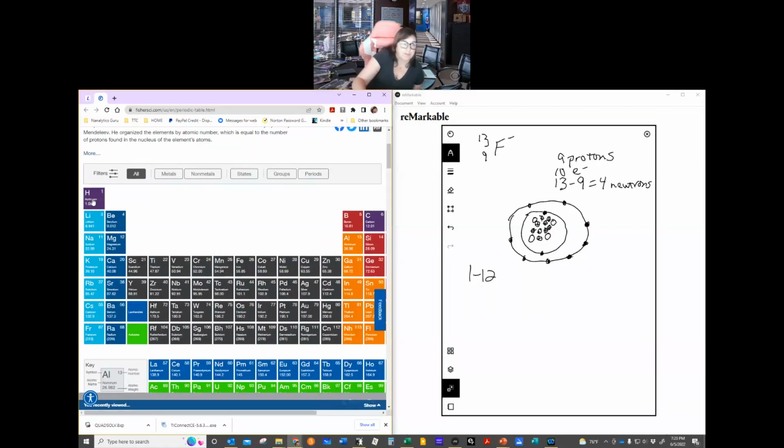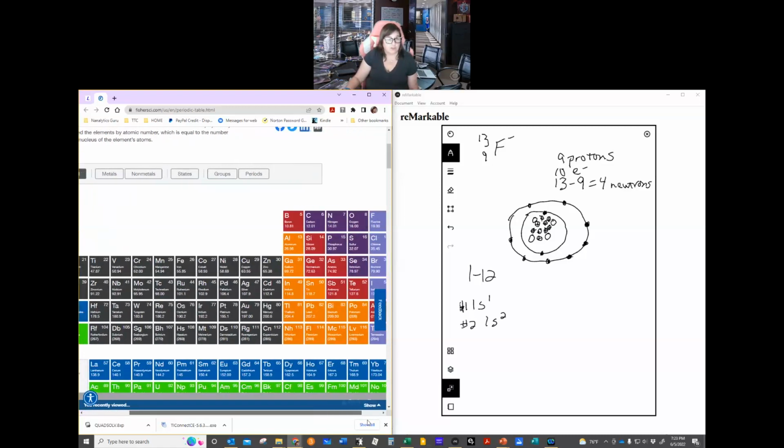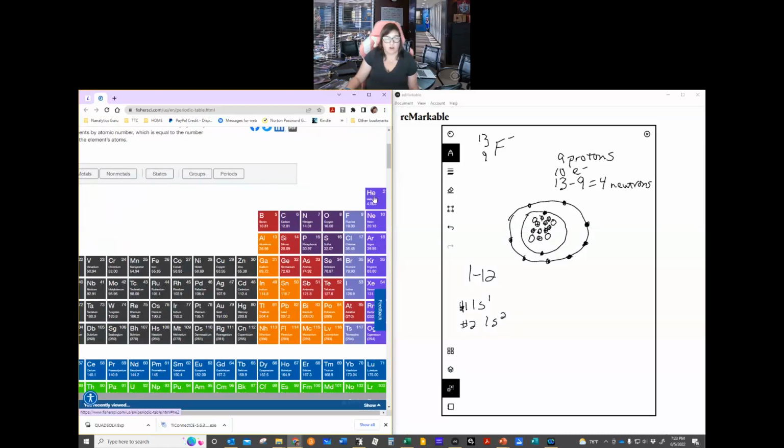So element 1 is right here. I know that's a 1s1. 1 electron, 1s1. So that's number 1. Number 2 is going to be a 1s2. So again, that 1s2 occurs over here. Helium, he's over here. He's still filling in a 1 because he's in the first row.